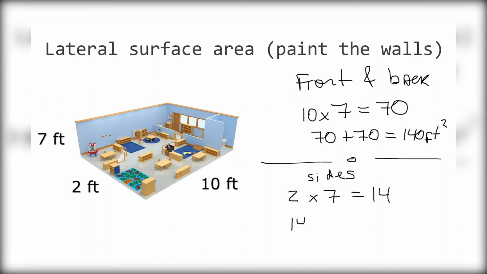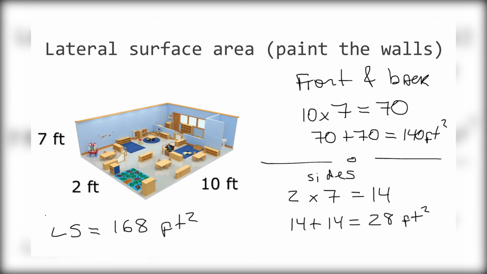I just have to add it 2 times because both areas are exactly the same. So this one is going to be 28 feet square. And then in order for me to get the lateral surface area, I just have to add these two, so it's gonna be 168 square feet, and that's gonna be the answer for this problem.